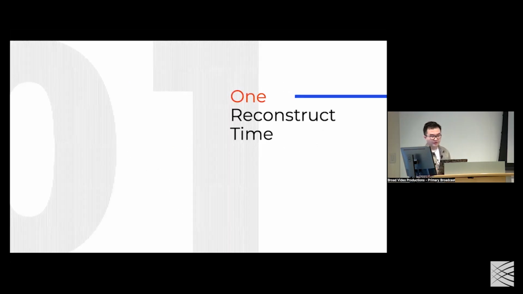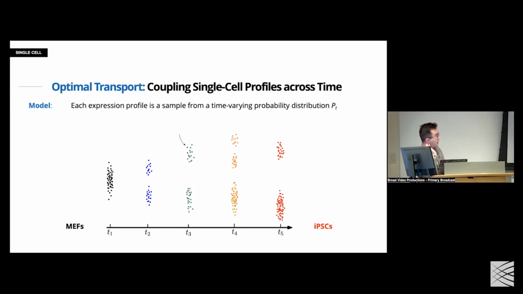So the first one, very briefly, how do we actually reconstruct time information during the development process or any disease progression process? This was work that I did when I was still a postdoc with Eric, and I think some of you might have heard of this. One of the big challenges in single-cell gene expression sequencing is how do we actually reconstruct the developmental trajectories over time?